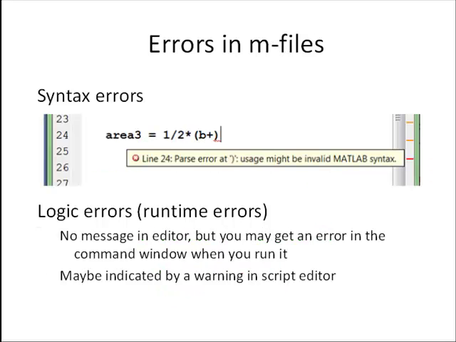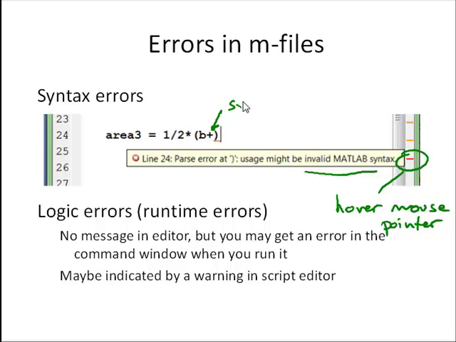In M-files, when we have a syntax error, what will happen is over on the right side of the M-file, we'll get a little bar, and if you hover the mouse pointer over that bar, you'll get a message. And in this case, similar message, we've got invalid MATLAB syntax. And if we go back and we look at line 24, we see there's the plus sign here, but we need a number before that parenthesis. So here's our syntax error.